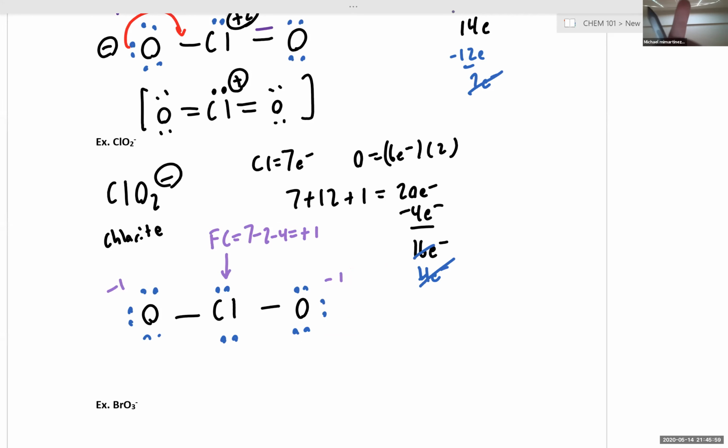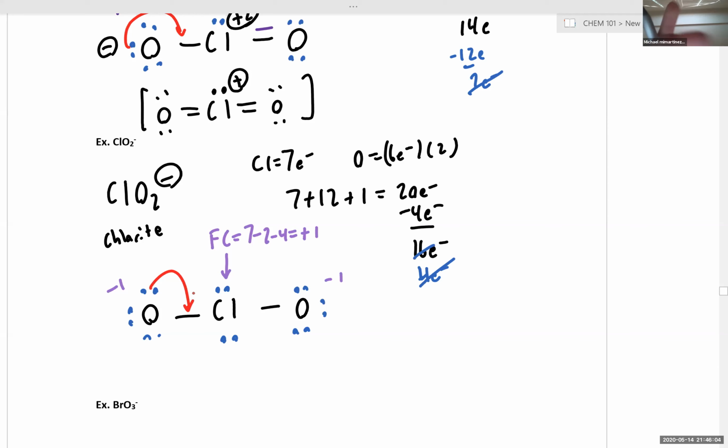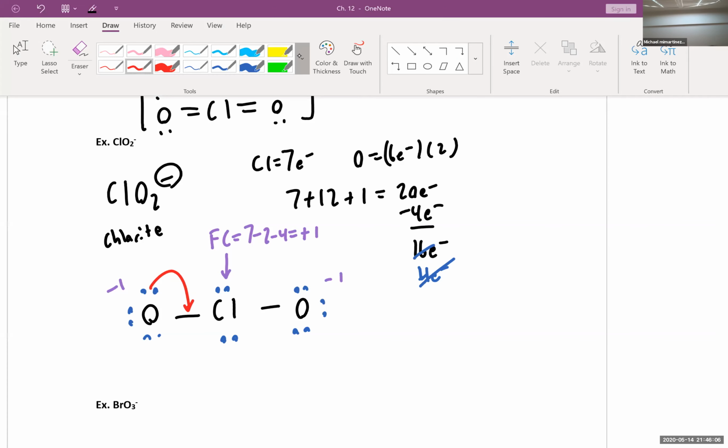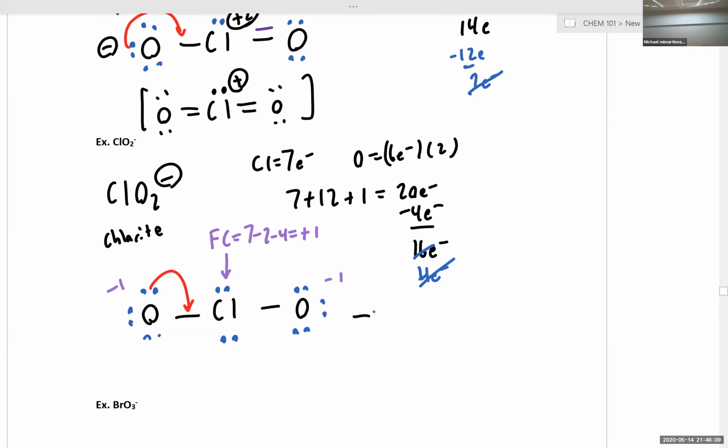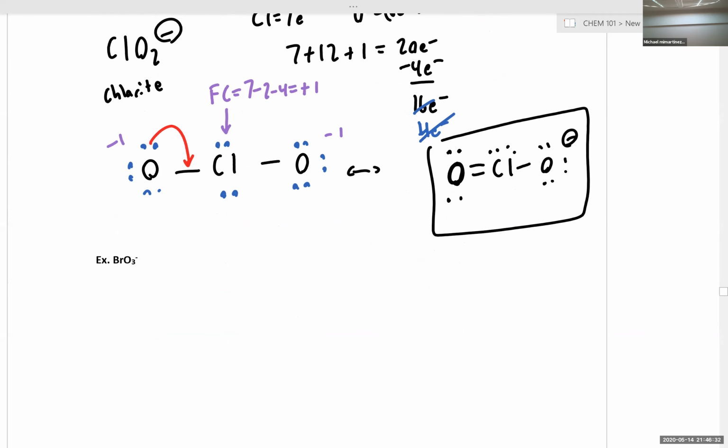So, in order to mitigate and reduce our formal charges, we're going to kick one of our lone pairs down, and we're going to generate the following resonance structure, which more readily reflects the actual distribution of electron density in our molecule. Again, another expanded octet structure. Okay, let's do one more.